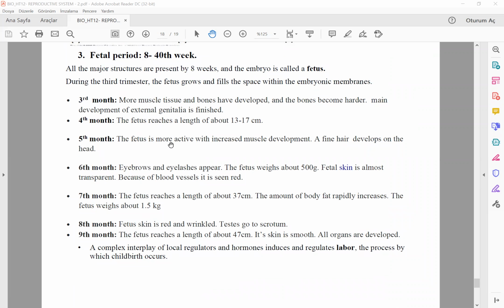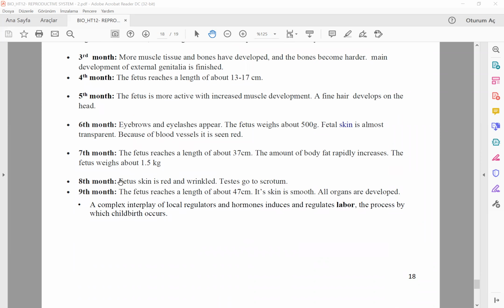In the fifth month, the fetus is more active with increased muscle development. Also, fine hair develops on the head. In the sixth month, eyebrows and eyelashes appear. The fetus weighs about 50-100 grams, and fetal skin is almost transparent, so because of blood vessels it is seen as red. In the seventh month, the fetus reaches a length of 37 centimeters. The amount of body fat rapidly increases.